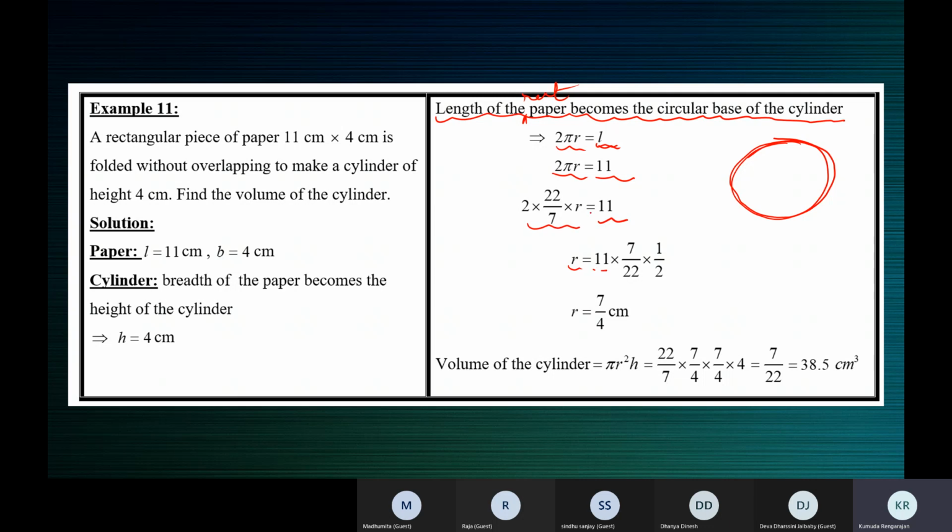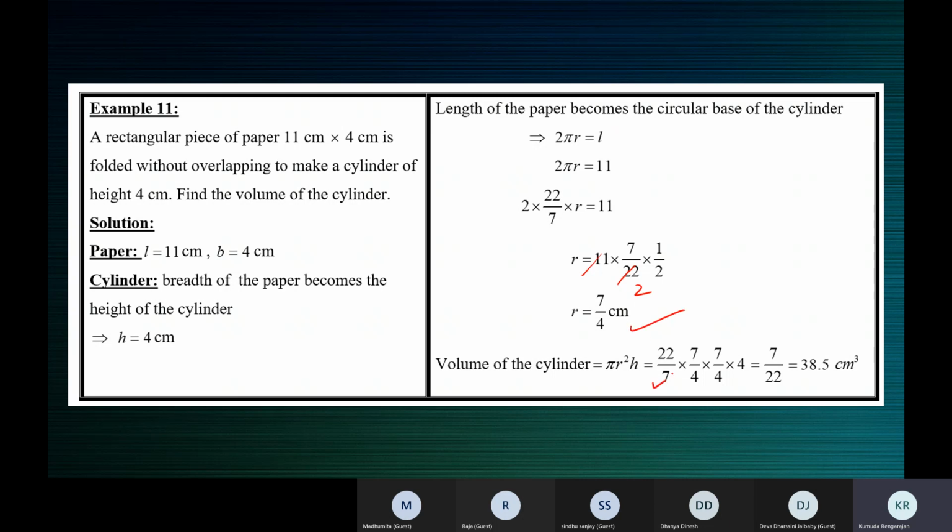r is equal to 11 into 7 by 22, and 2 by 1 becomes 1 by 2 on the other side. When you transpose, they become reciprocals. And 11 ones are 11, twos are 22, so 7 by 4. r is equal to 7 by 4. Now the volume of the cylinder is 22 by 7 r squared h.